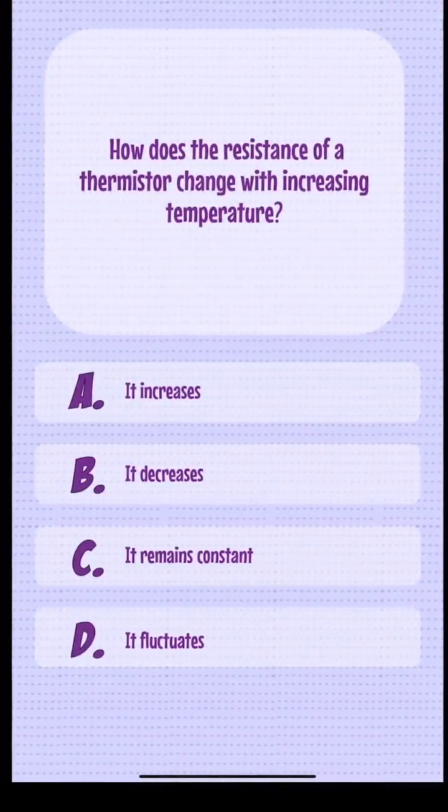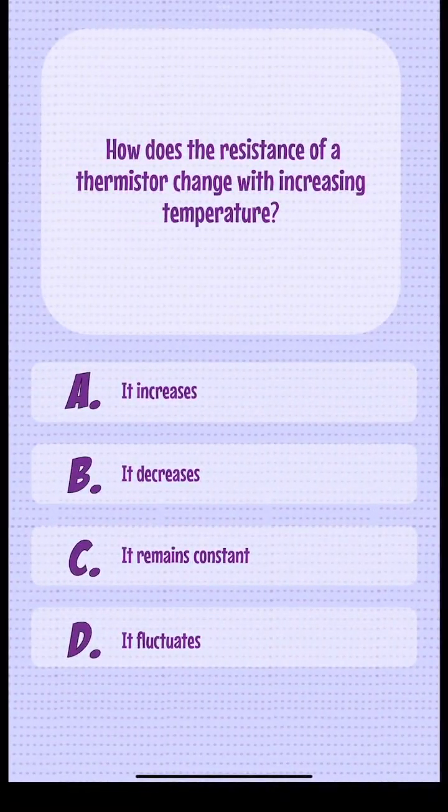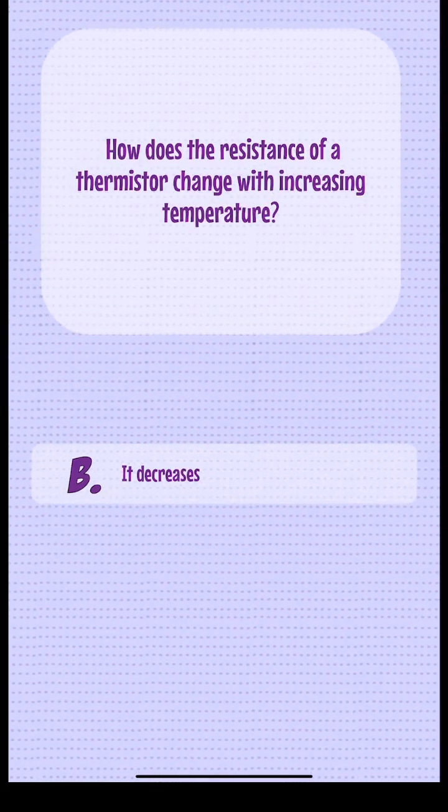How does the resistance of a thermistor change with increasing temperature? So it means the temperature of the surroundings. What did I say? What do you guys think the answer is? Comment and tap on the screen a few times. Well done, guys. B, it decreases. So the hotter it gets, the lower the resistance gets.